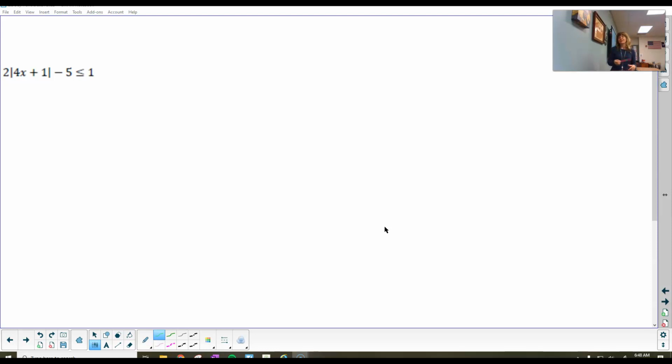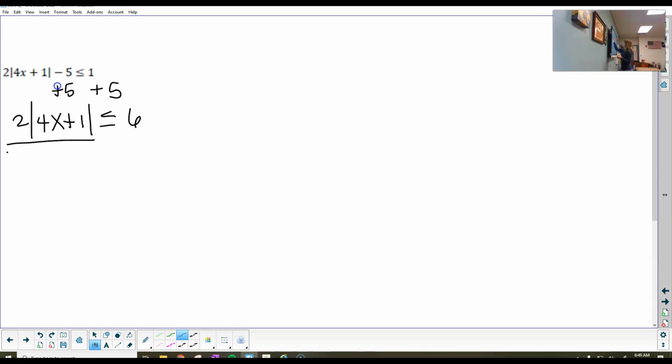For this one, you're going to have to isolate the absolute value bars first before you determine if it's an and or an or. So I'm going to help you go ahead and isolate these absolute value bars. So we're going to add 5 to both sides. And then, of course, divide everything by a 2. So nothing got weird, like our sign is still pointed in the same direction.